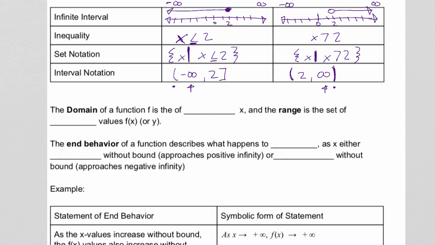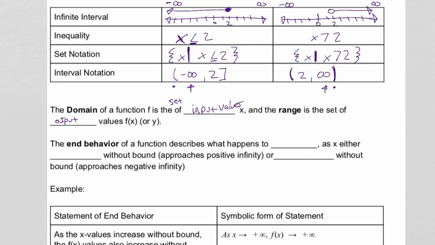Okay, so I've included a couple more definitions here just to refresh your memory. The domain of a function f is the set of input values, and you'll see that word set again, of input values x, and the range is the set of output values. Input and output, it's the way functions work. You put something in, you get something out.